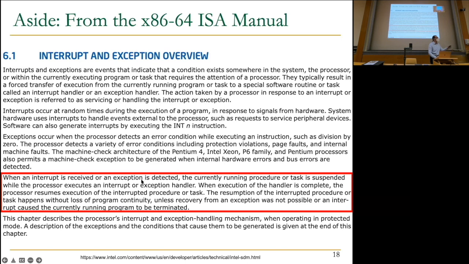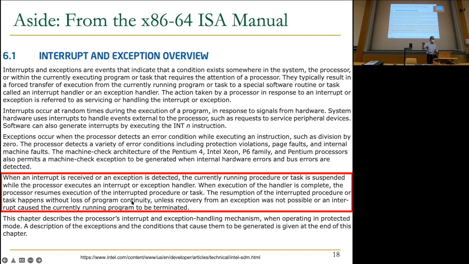It's nothing different from what I said. When an interrupt is received or an exception is detected, the currently running procedure or task is suspended while the processor executes an interrupt or exception handler. When the execution of the handler is complete, the processor resumes execution of the interrupted procedure or task. The resumption of the interrupted procedure or task happens without loss of program continuity.